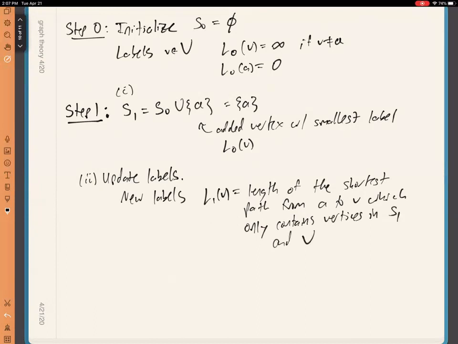Right. And so, what do I mean? So we have this point A, and then we maybe have some vertex V. If there's a path that only contains vertices in S1, it means that it only contains A, right? And so in particular, it has to just be an edge connecting A to V. If there is no path, we just keep the label equal to infinity.